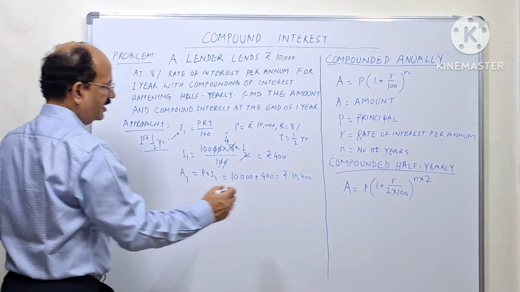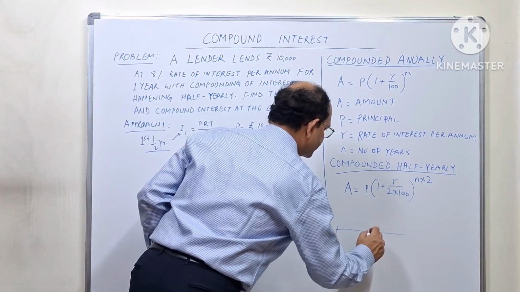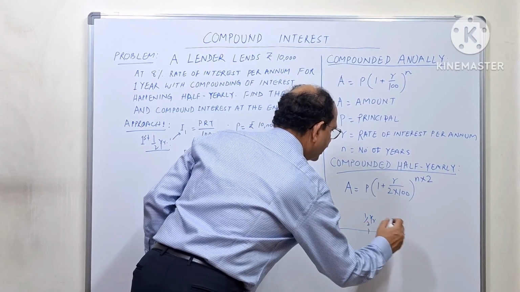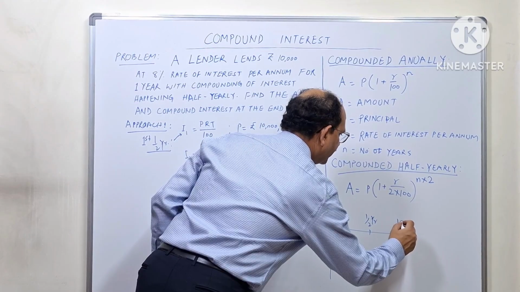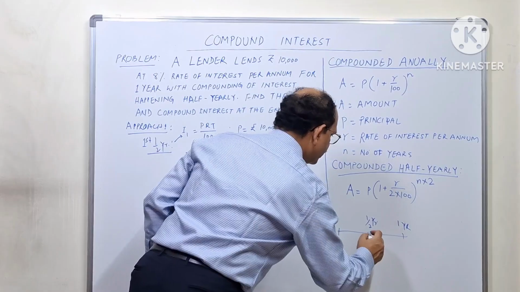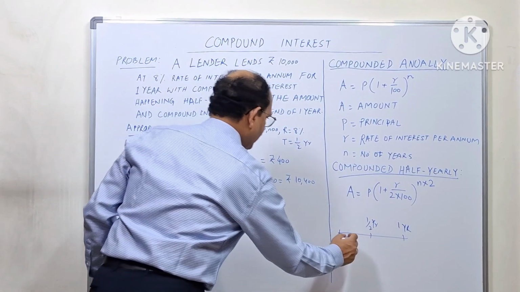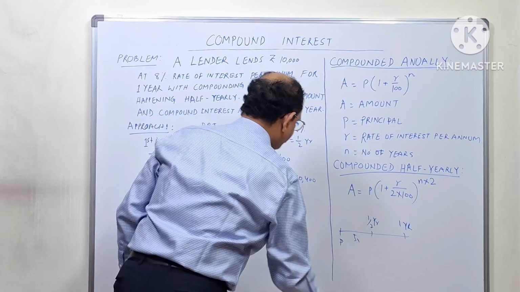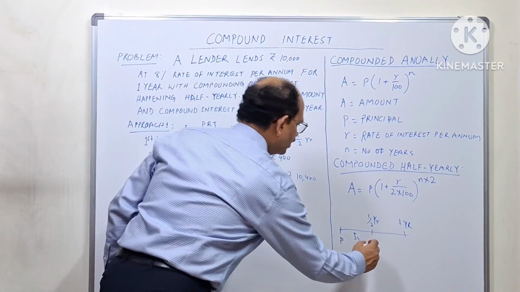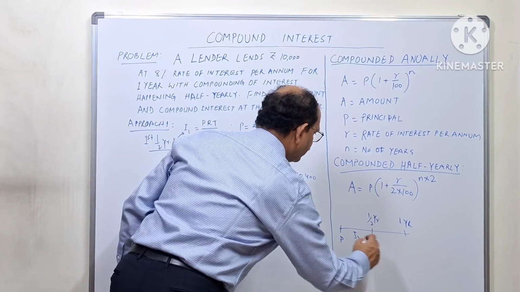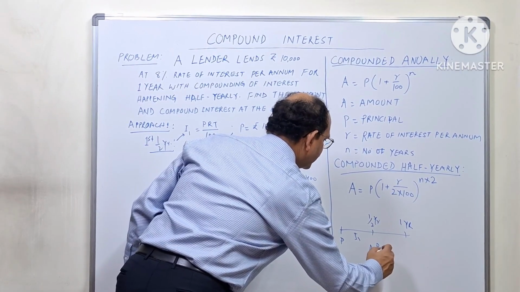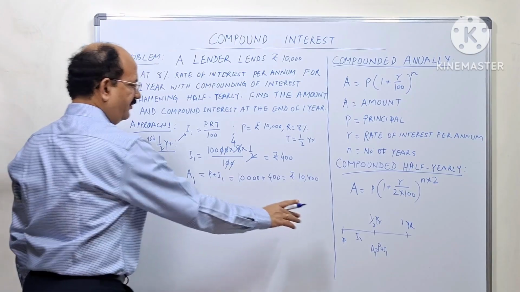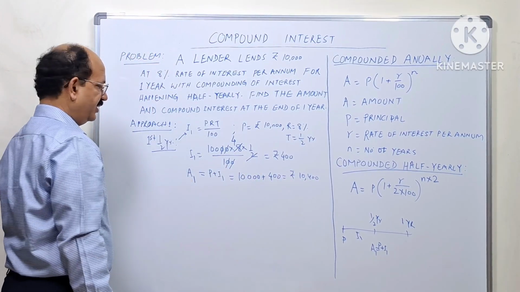You recall I had made that line diagram, that this is the starting point, this is half year, and this is 1 year. So the interest earned during this period is I1, and the principal P we had started with. So the amount earned will be equal to the principal plus the interest earned during this half year. So this A1 is equal to 10,400.